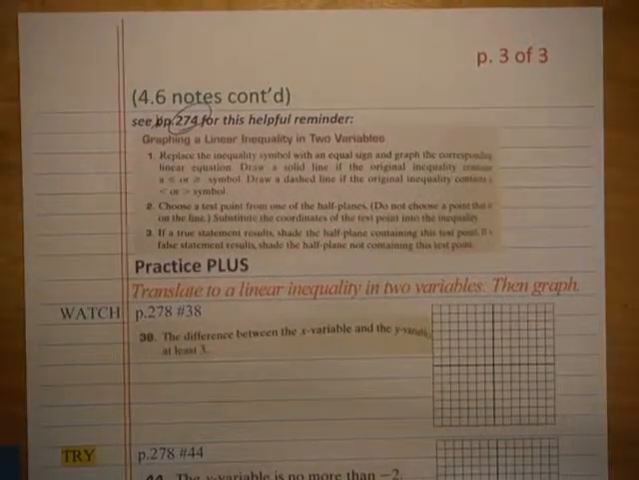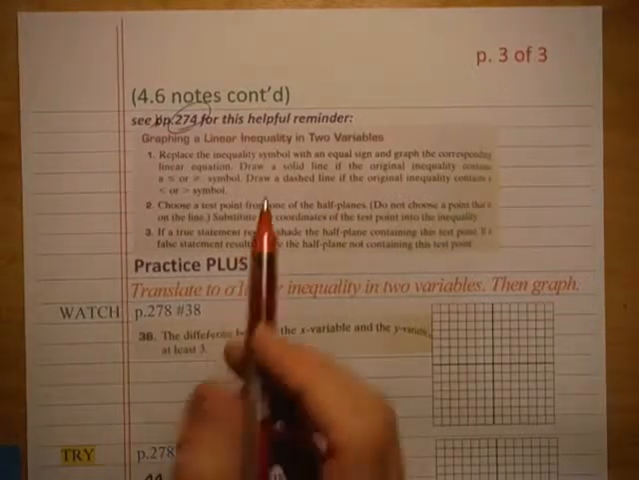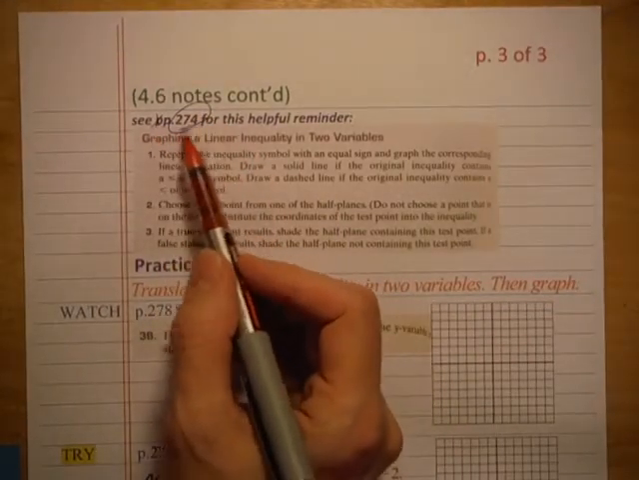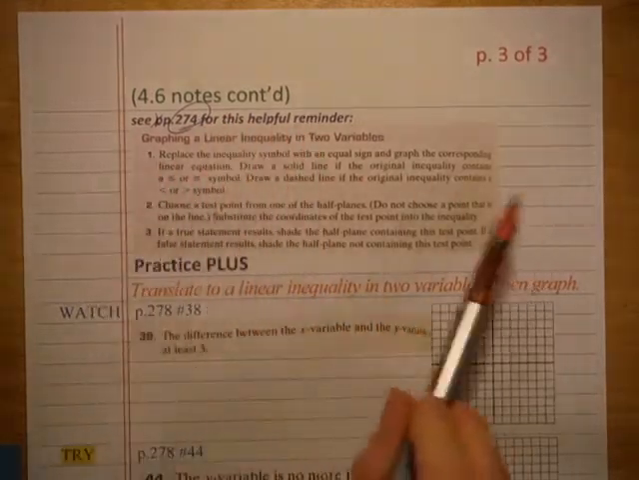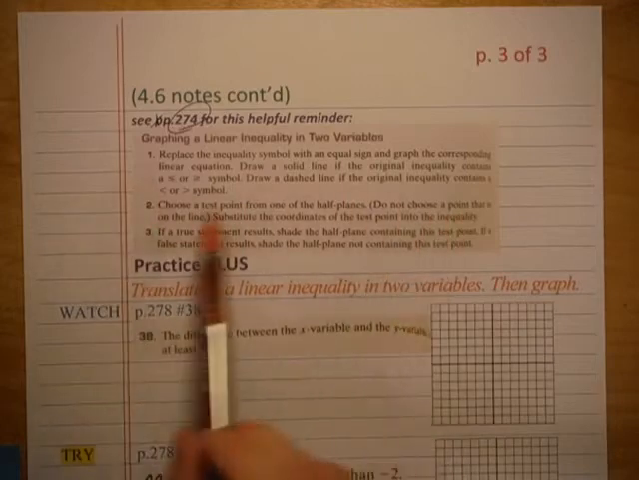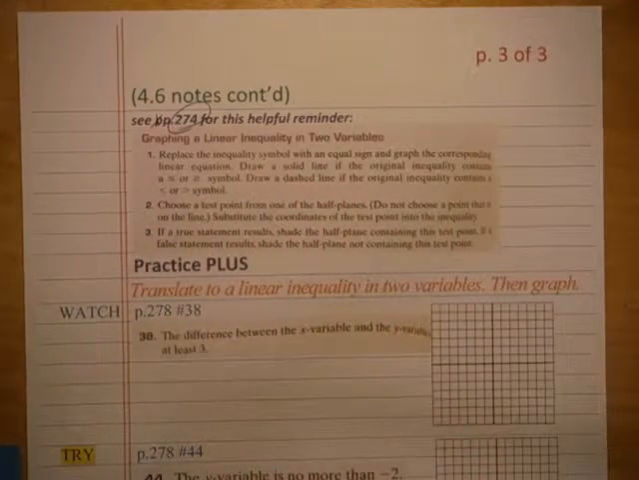Right, here we are at the top of page 3 of 4.6, our last page of our last set of notes. And we're going to start off with a reminder from the book. Sorry about the typo there, should just be 1P. Page 274 talks you through the author's version of how to graph a linear inequality in two variables. You might give that a read through. It might help make things even more sense than they do right now.